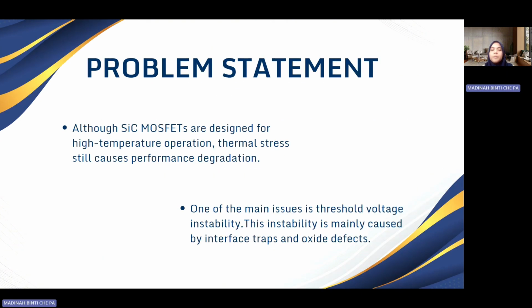Okay, look at the problem statement of this project. We all know silicon carbide MOSFETs are designed for high temperature, but they still face some problems in their performance. One of the major issues is threshold voltage instability, which is mainly caused by interface traps and also oxide defects at the silicon oxide interface. This instability affects the device reliability, efficiency, and long-term performance, so making the thermal analysis very important.